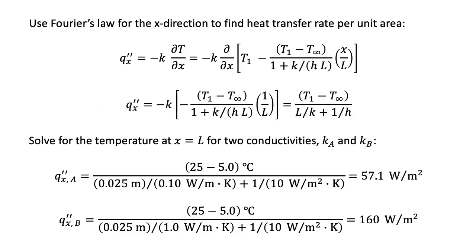Finally, we calculate values for the heat flux for our two conductivities of 57.1 watts per meter squared and 160 watts per meter squared. Again, as expected, as the conductivity increases and the insulation is less effective, more thermal energy is lost to the fluid.